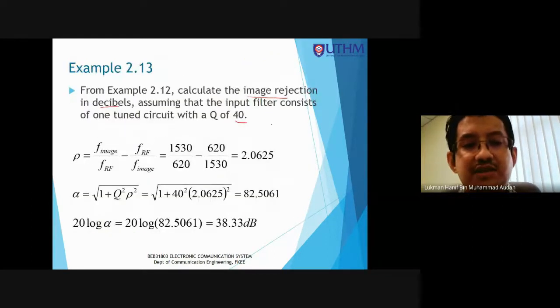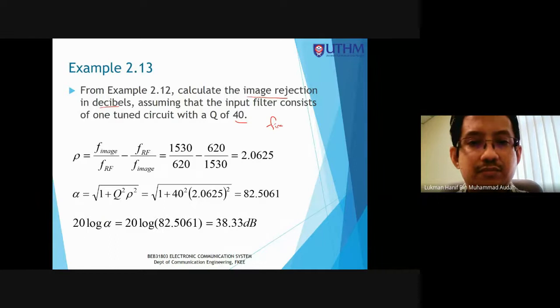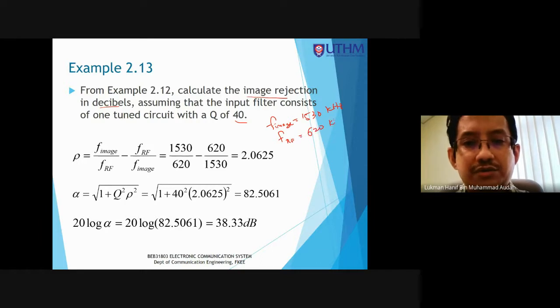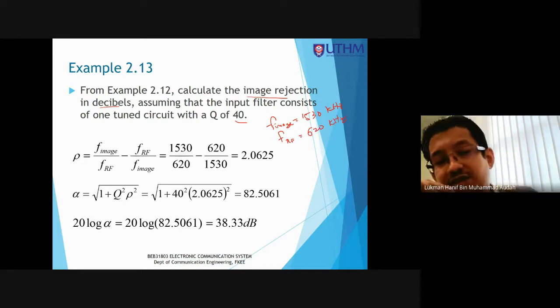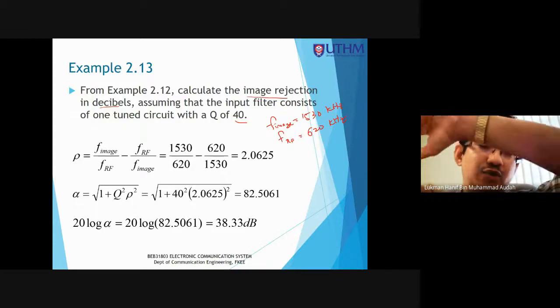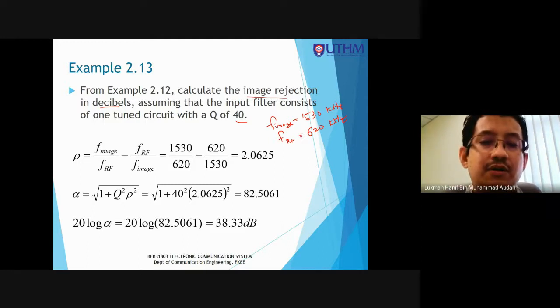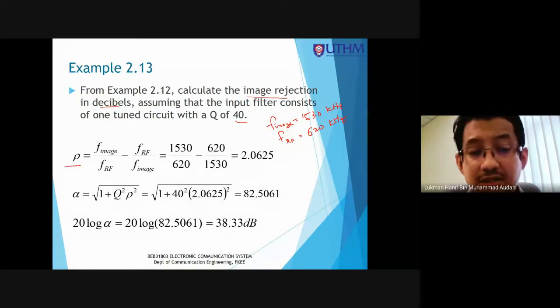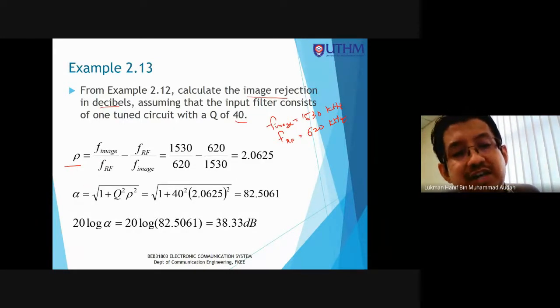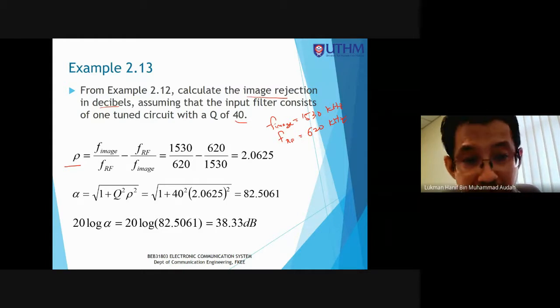So from the previous example, F image is equal to 1530 kilohertz. FRF is equal to 620 kilohertz. This is from the previous example, so we take it to this example. Kita ambil daripada sebelum ini kerana soalan ini berkaitan dengan example sebelumnya. Okay. So therefore, when we want to calculate IFRR, first we can calculate the rho parameter. Rho parameter is equal to F image divided by FRF minus FRF over F image.